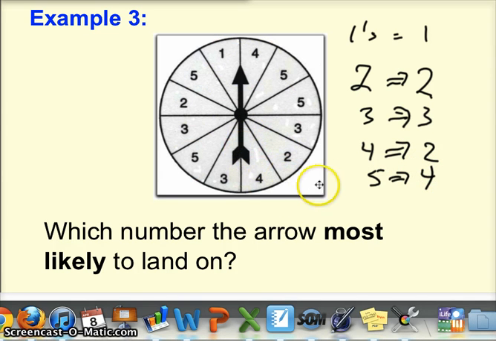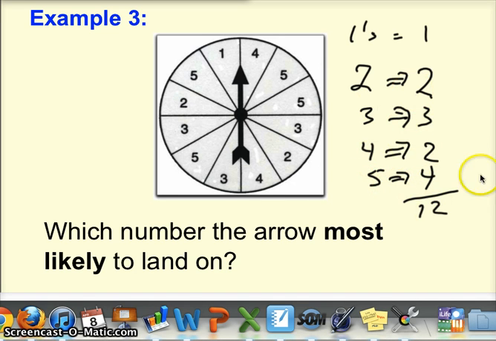So let's first count these up and make sure that they match the same number of sectors that are on this spinner. So I've got 3, 6, 10, 12. So that's a total of 12, and I just want to double check to make sure that I have 12 sections. So 1, 2, 3, 4, 5, 6, 7, 8, 9, 10, 11, 12. So out of these 12 sectors, one of them has a 1, 2 of them have 2s, 3 of them have 3, 2 of them have 4, and 4 of them have 5.